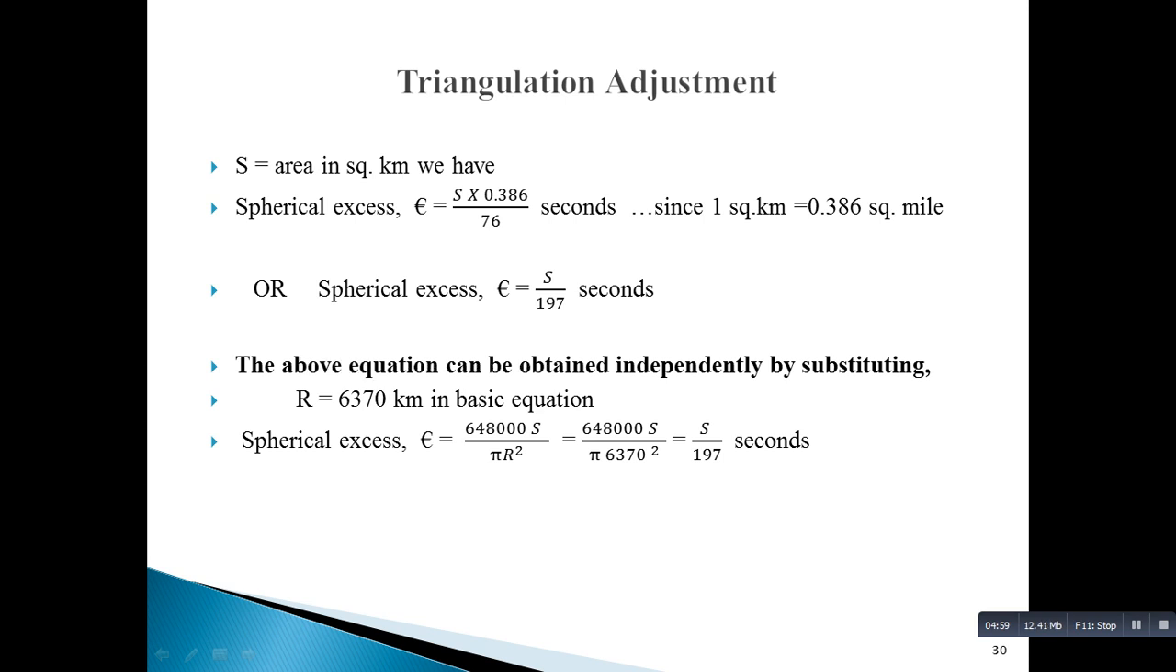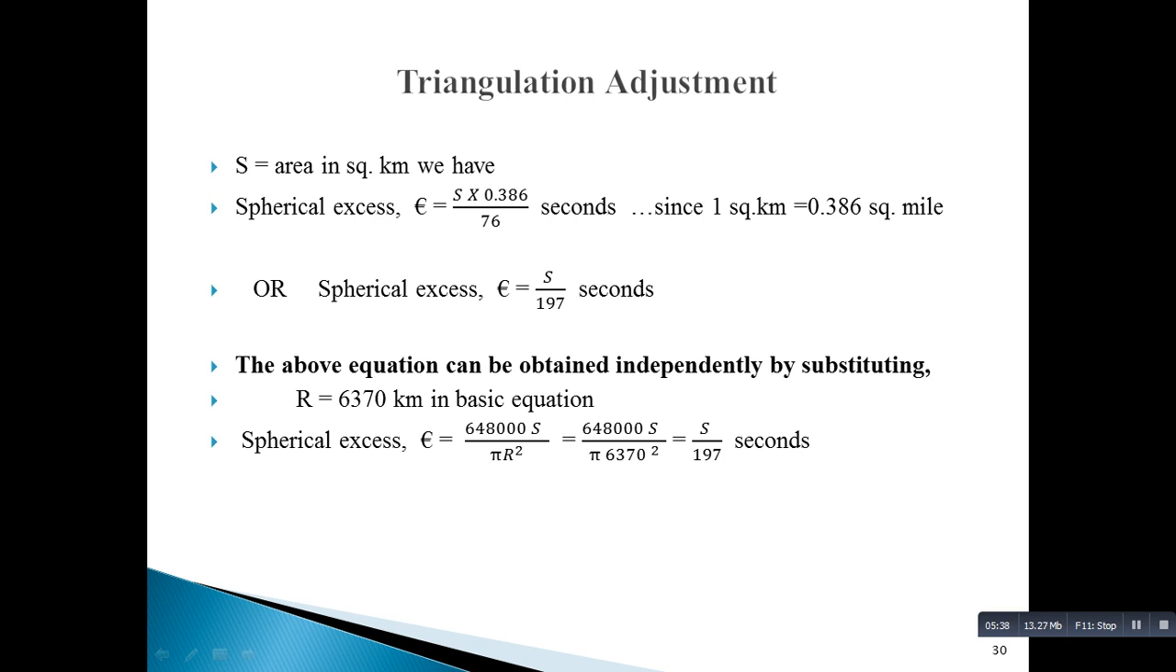So the basic equation is S by 76 to calculate the spherical excess, if that area is in square miles, and the answer is in seconds. So S into 0.386, we can convert this area from square mile to square kilometers. So S is the area of the triangle, and we can use this multiplying factor to convert that area from square mile to square kilometer. So it is S into 0.386 divided by 76, or the spherical excess is equal to S by 197 seconds.